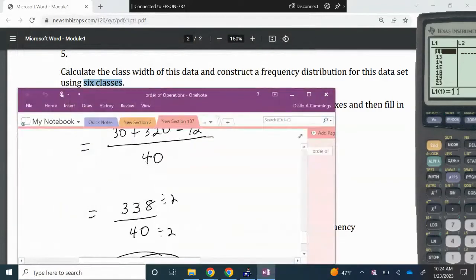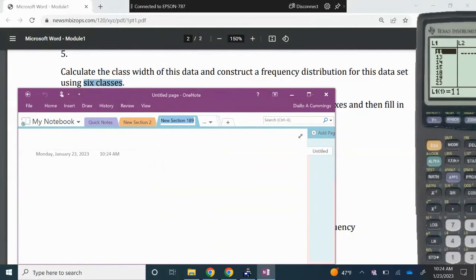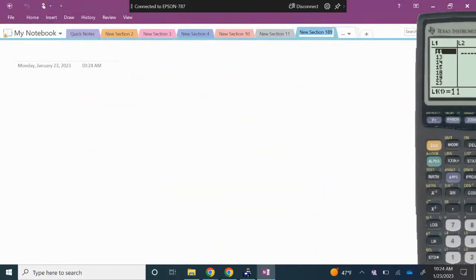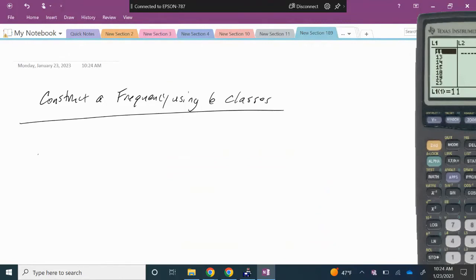Okay, so this is what I did not do the last time. All right, so we're going to construct a frequency distribution using 6 classes. Right, so the first thing we want to do is find the class width.